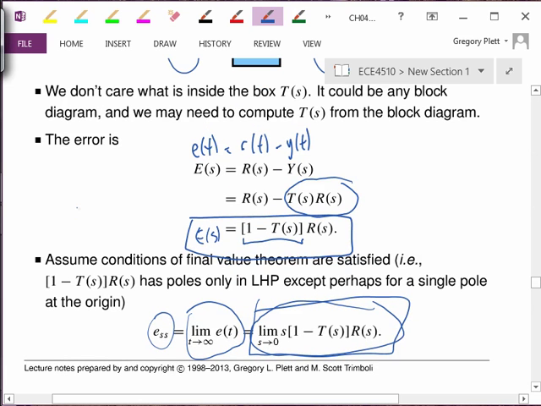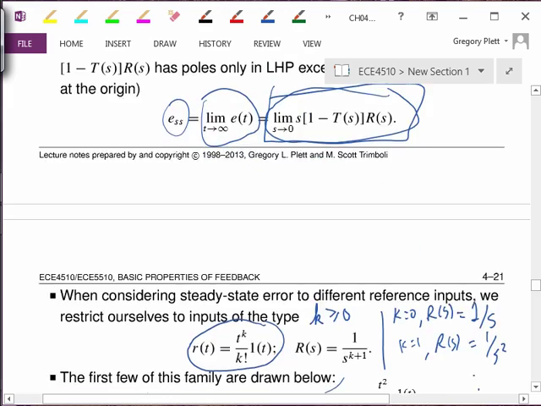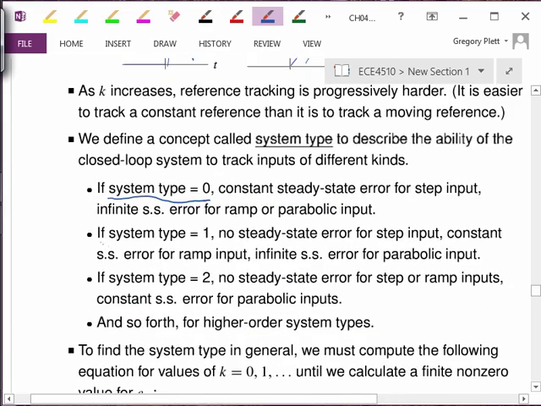If I have a system that has system type 1, what that means is that I can track the step input perfectly. I will have some error when I'm trying to track a ramp, but I won't be able to track a parabola at all. If I have a system that's system type 2, then I can track the step and the ramp inputs perfectly in steady state, and then I will have some non-zero constant steady state error when I'm trying to track a parabolic input, and so forth.